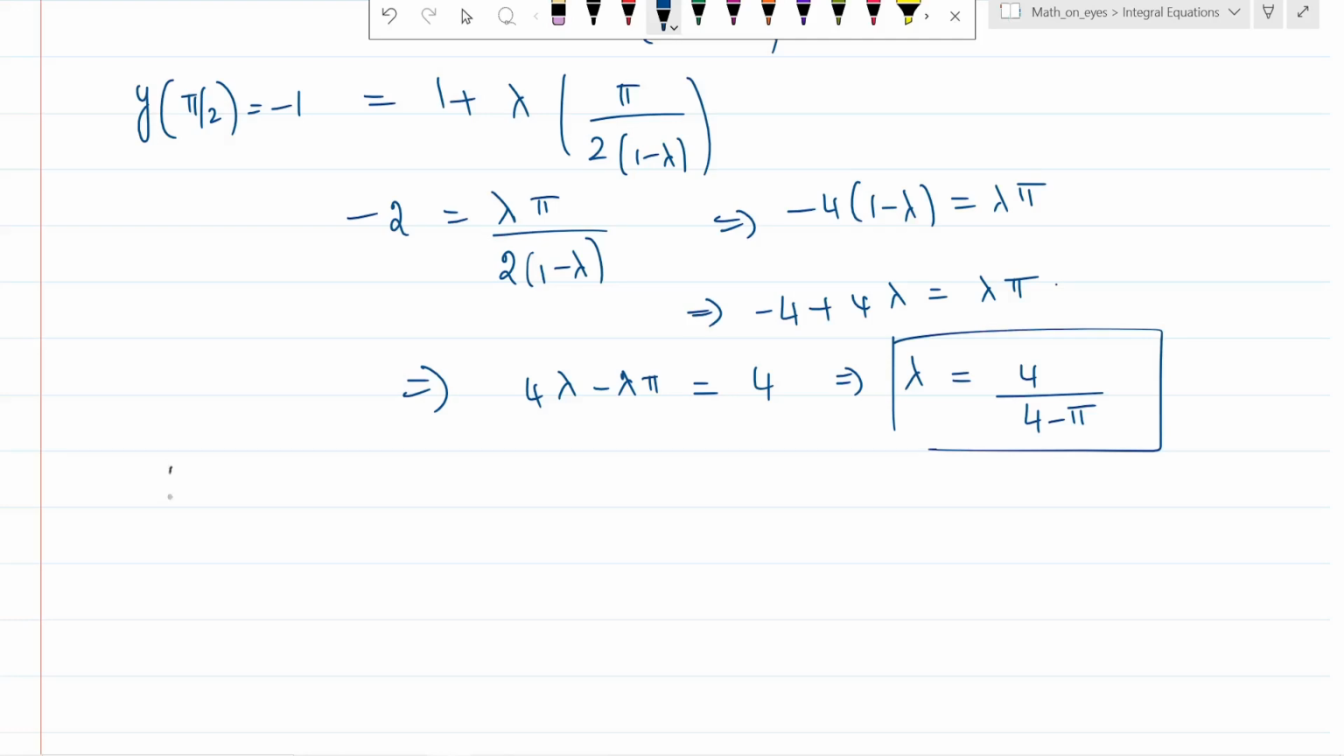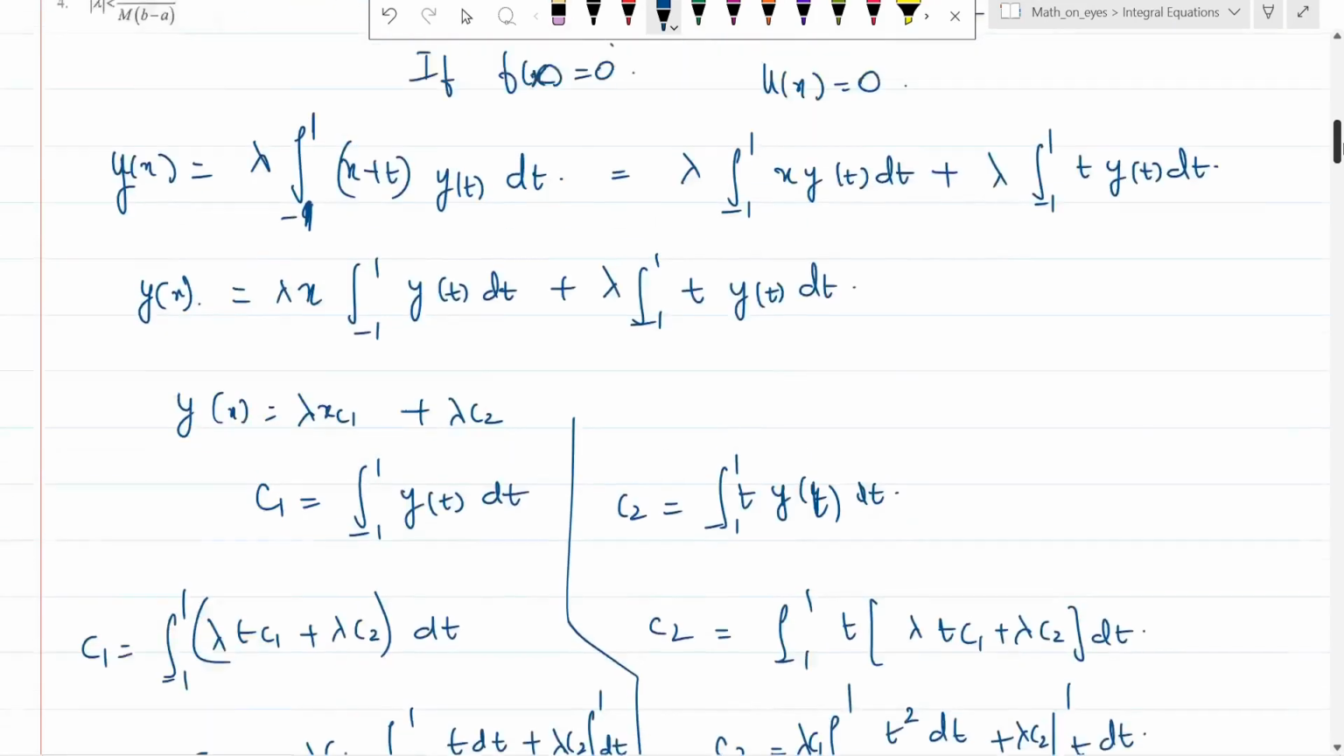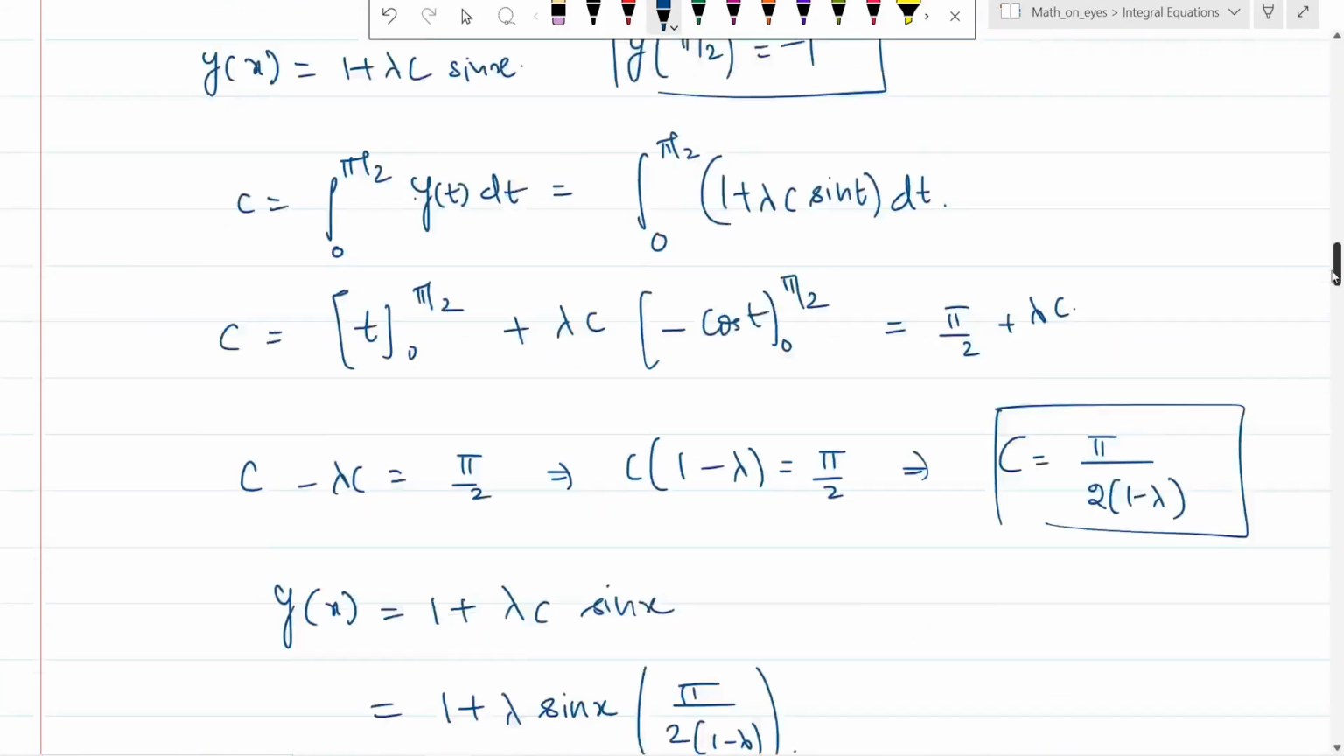Now what is your modulus of lambda, which is equal to modulus of 4 divided by 4 minus pi? We need to evaluate whether modulus of lambda is strictly less than 1 divided by M into b minus a or not. We have to verify this.